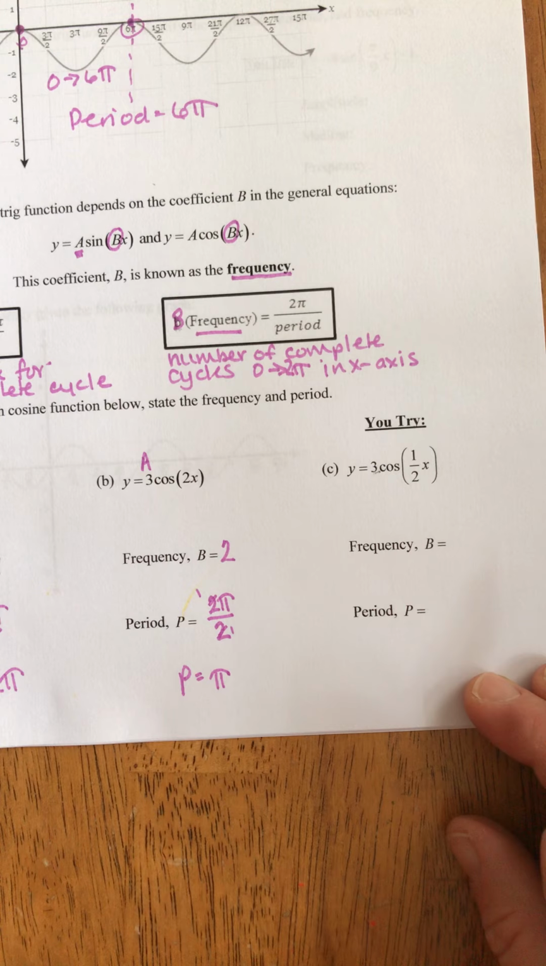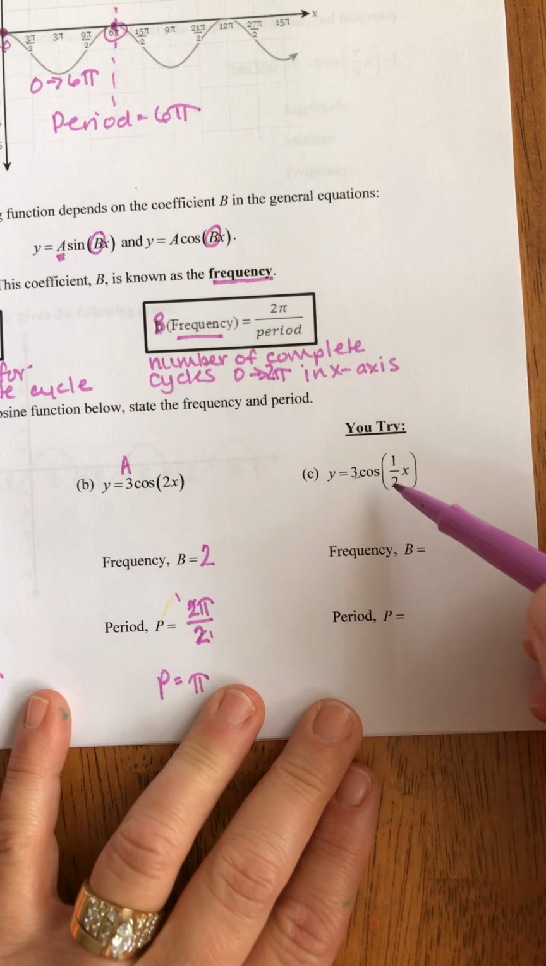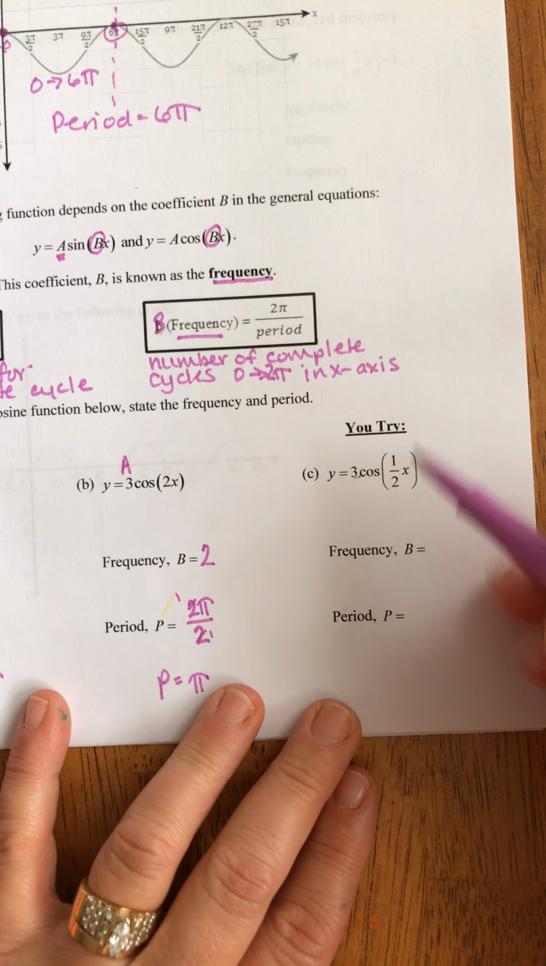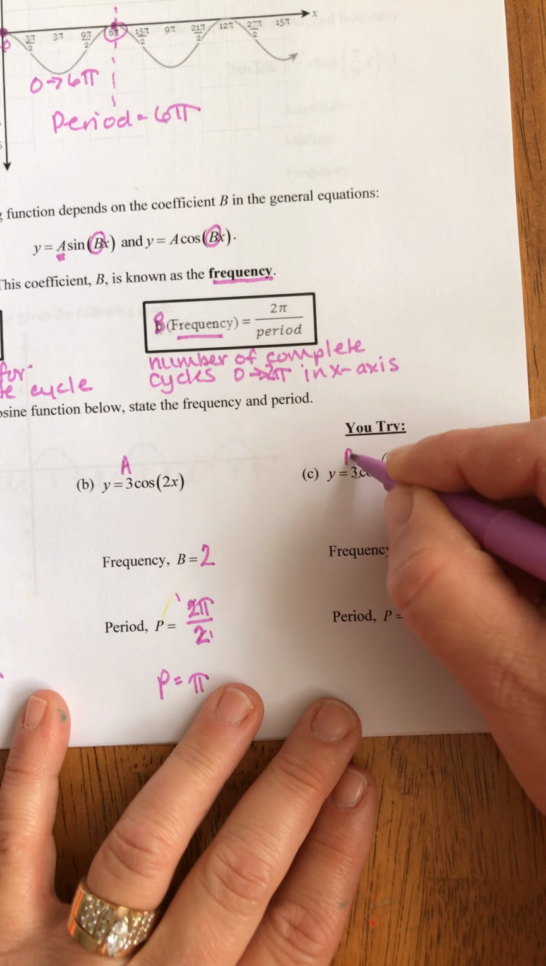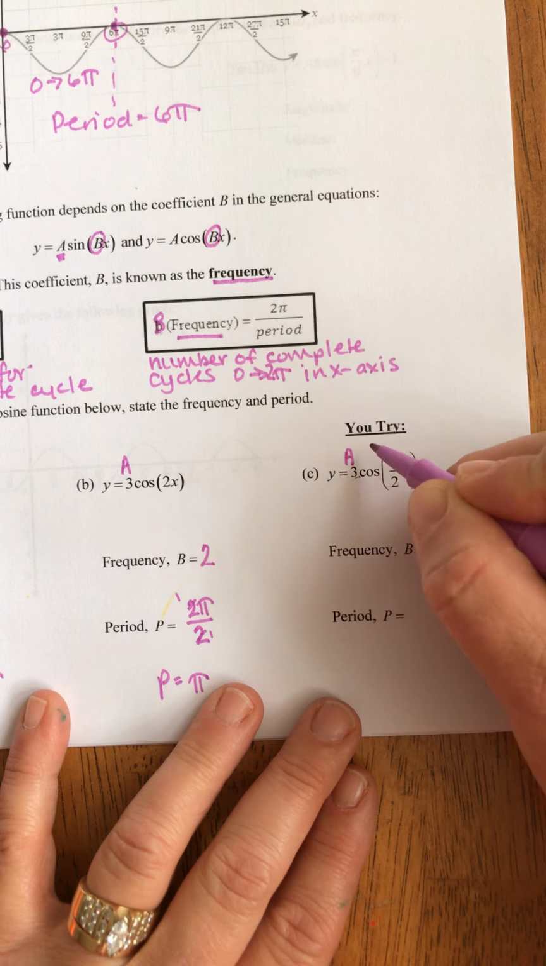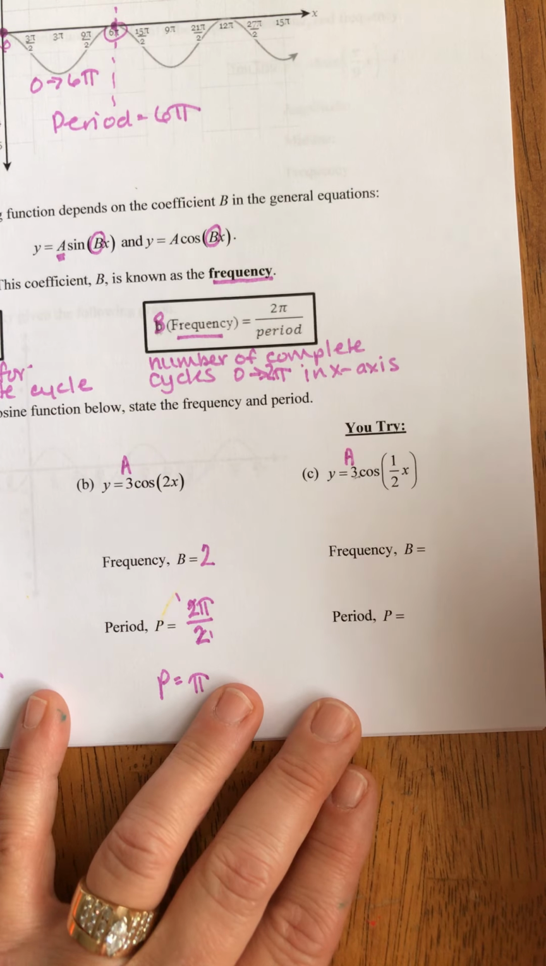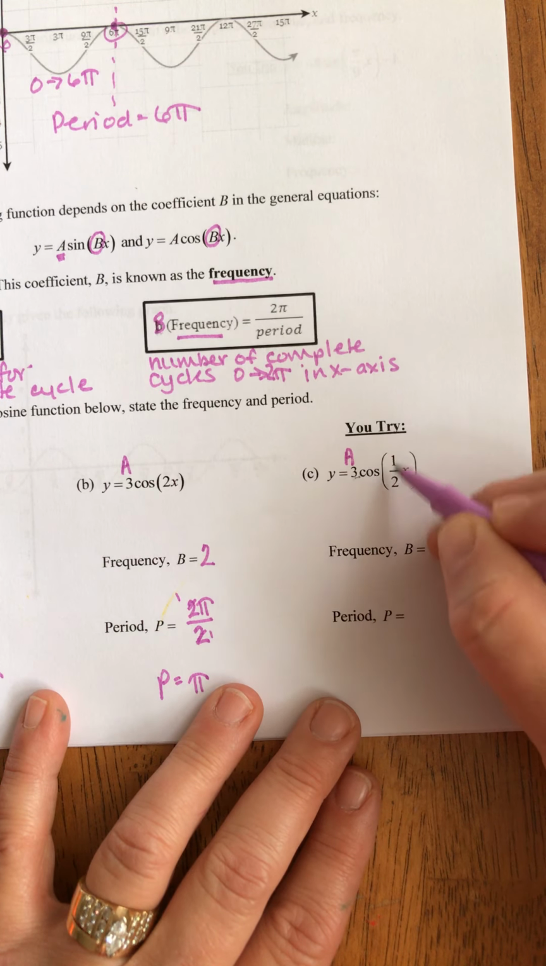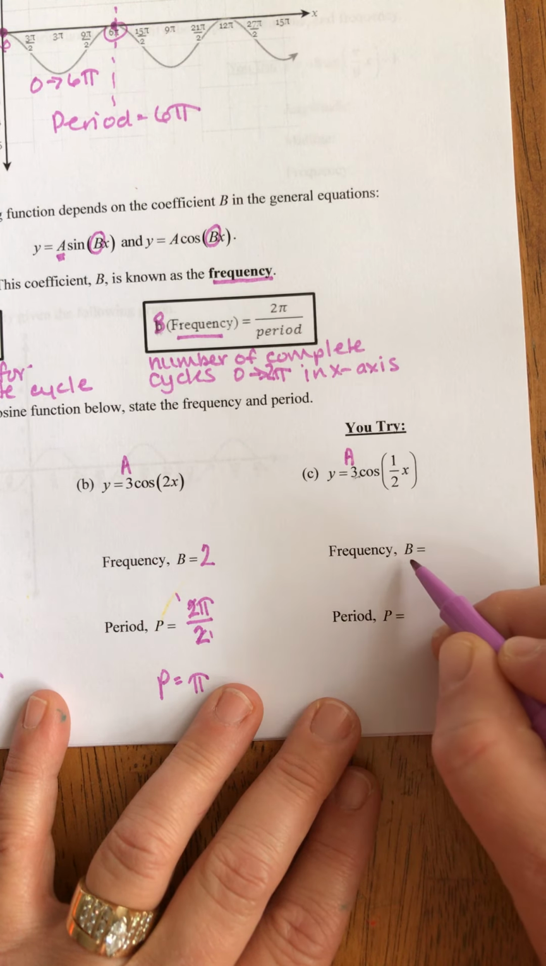All right, and this last one, there's a you-try here. This has a fraction in it. You can go ahead and do it with me if you want to. Remember, the amplitude is 3, which means it's going to go up 3 from the midline and down 3 from the midline in the graph. And we have a fraction now for our frequency. So let's look at how that gets done.